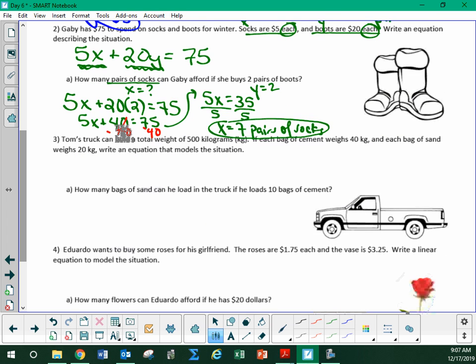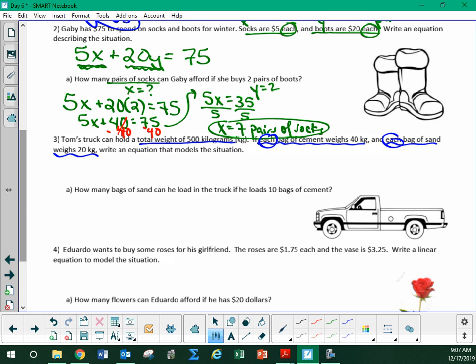So we've got Tom and his truck. Tom's truck can hold a total weight of 500 kilograms. If each bag of cement weighs 40 kilograms, and each bag of sand weighs 20 kilograms, write an equation that models the situation. So we've got our total weight. That's not a rate, it's just saying how much in total. Each bag of cement is 40, and each bag of sand is 20. So we've got 2 eaches, which means 2 rates.